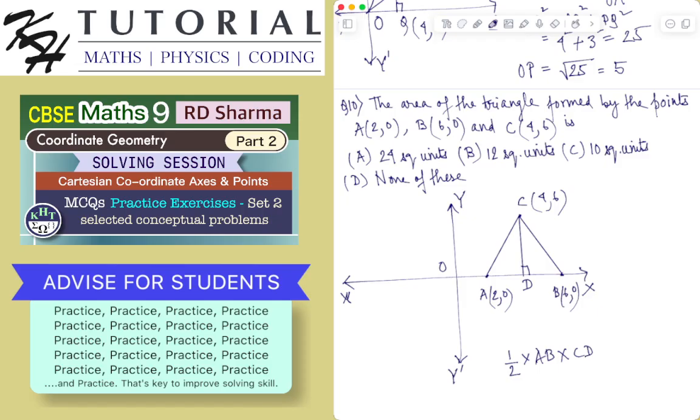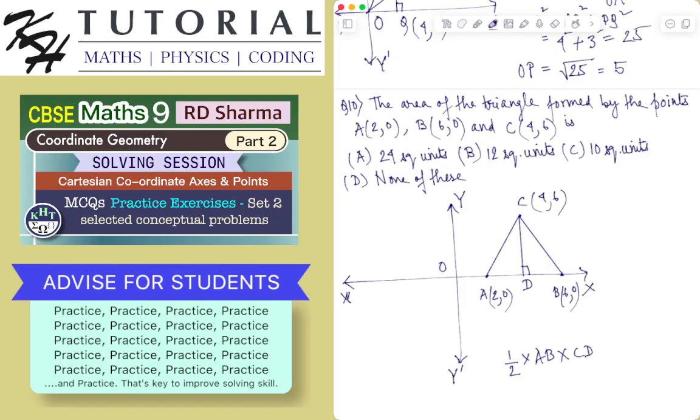Do I know CD? Do I know AB? What will be AB? AB is the distance between the points A and B, and the points A and B are both lying on the x-axis. So how do we find the distance of 2 points which lie on the same axis, or rather whose abscissas are the same or whose ordinates are the same?